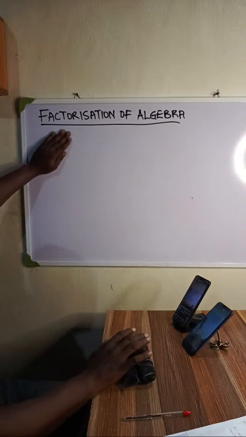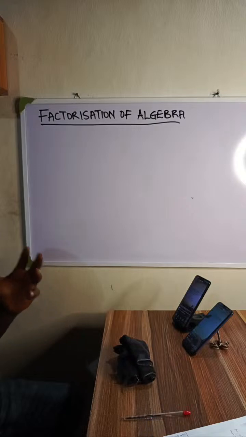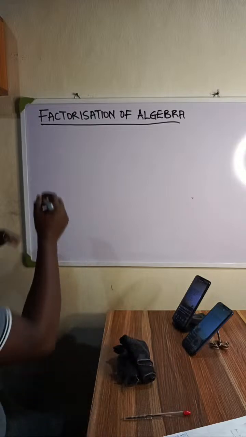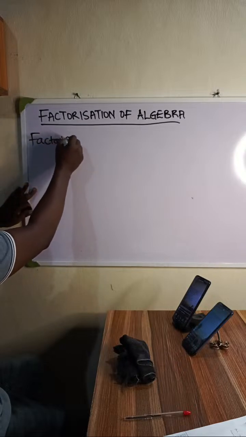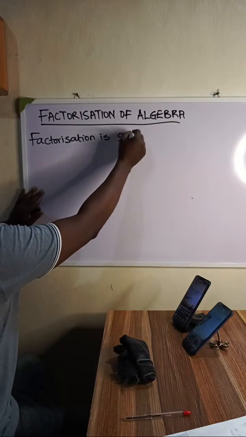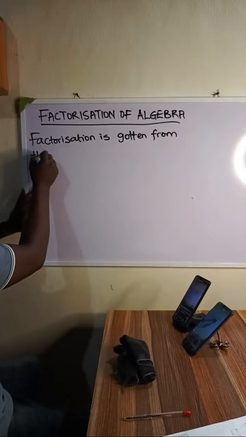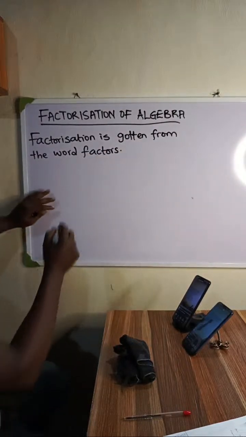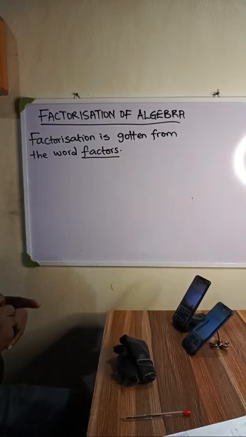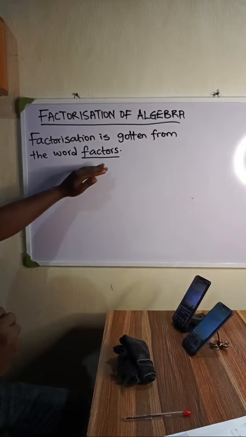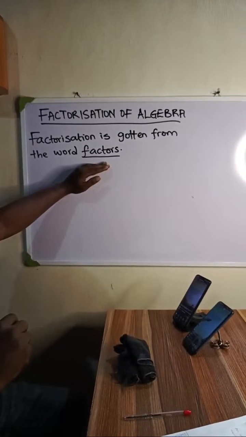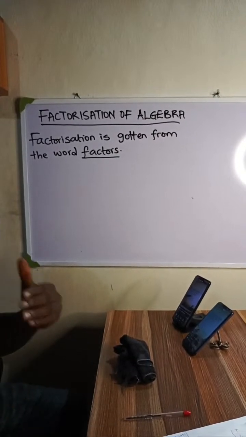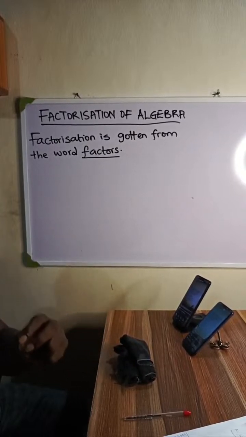So now let's start with factorization of algebra. So factorization is gotten from the word factors. To understand factorization better, we need to take a step back to understand what factors of a number are. So the factors of a number are those numbers that can divide the particular number without leaving a remainder.